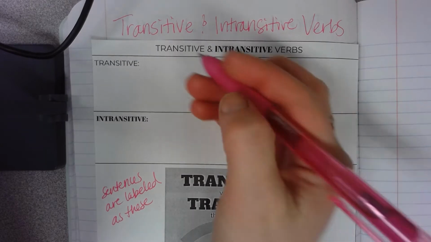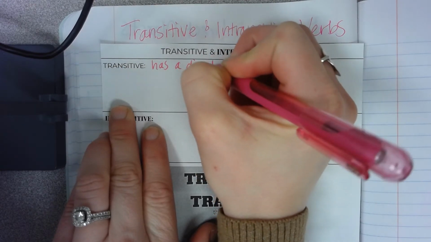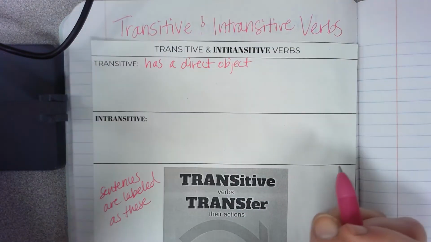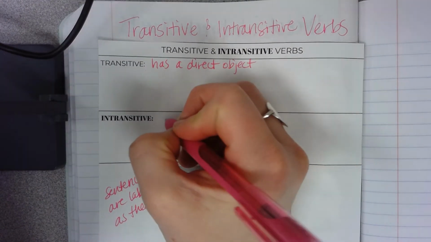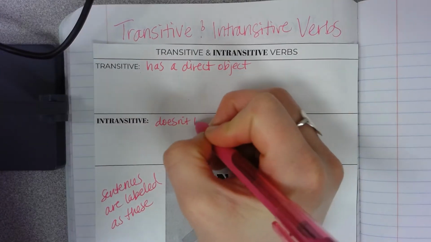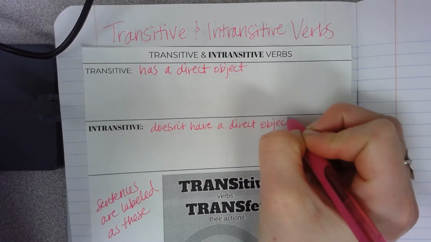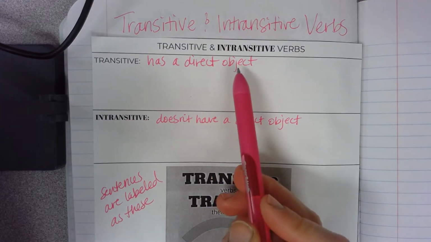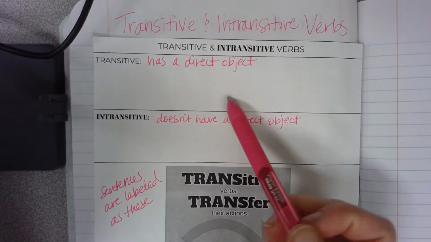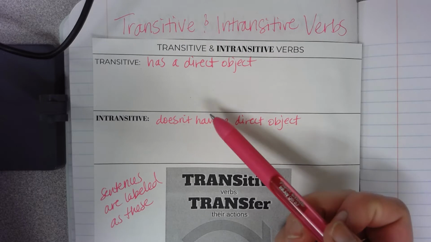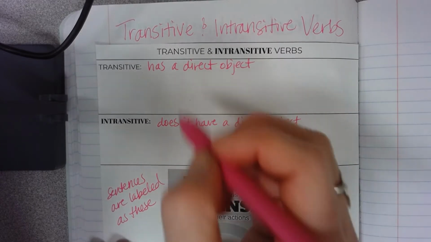Transitive is a fancy word for has a direct object. And that's all. A sentence is transitive if it has a direct object. If it's not, it's intransitive. And remember, a sentence has to have a direct object in order to have an indirect object. So we don't really need to worry about whether it has an indirect object either, because if it doesn't have a direct object, it will never have an indirect object. Okay? So let's copy down some examples finding the direct object.